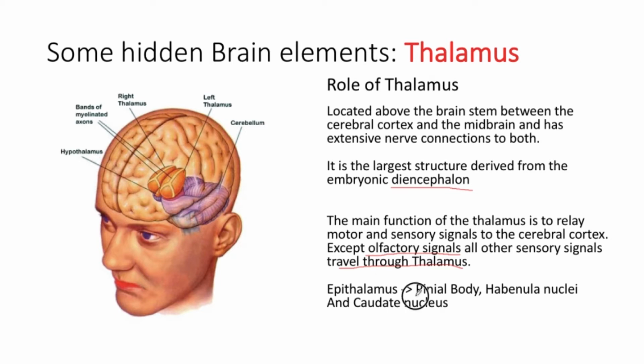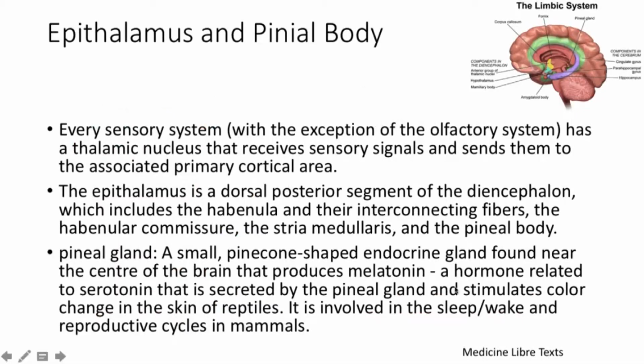Now this thalamus also has some additional parts outside, that is the epithalamus region, and the most important things are the pineal body, the medullary nuclei and the caudate nucleus. Out of that, I will only talk about the pineal body, which is very important, for example in reptiles, where it plays a role in color change. For higher order animals also, the pineal body has some important functions.